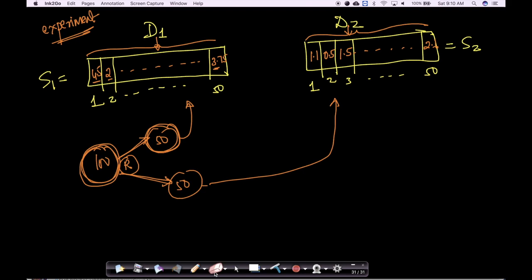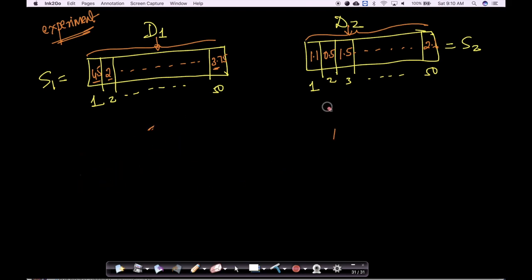I'll just erase this for now. I'll write this to be clear. There are 100 patients, so randomly 50-50 were split. 50 patients and 50 patients are split, right? So you have 50 patients here, 50 patients here, just for clarity.